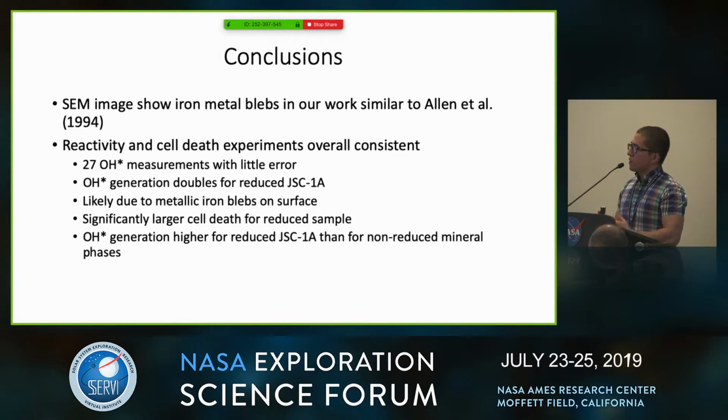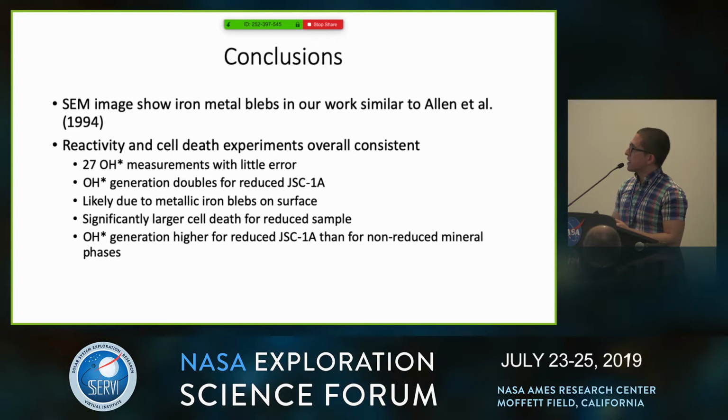And so for our conclusions, we were able to take JSC1A and successfully reduce it and add metallic iron to the surface of it, just like they did in Allen et al. 1994. We were able to do multiple hydroxyl radical measurements with little error, so we're pretty confident that our methods for measuring the reactivity are pretty good. And we found that reduction of JSC1A, adding this metallic iron to the surface, causes the reactivity to double compared to that of non-reduced JSC1A.